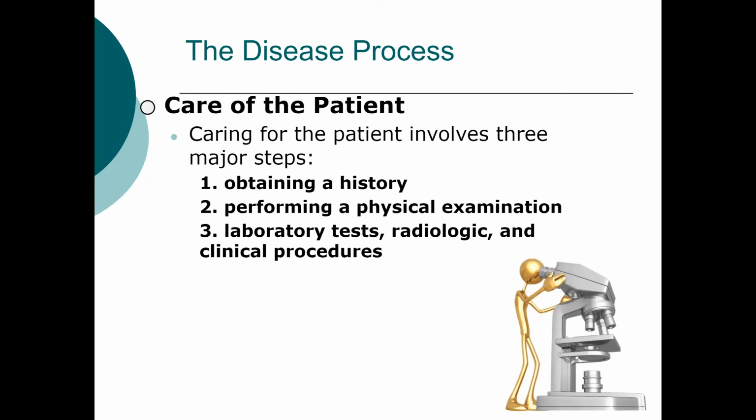Caring for the patient involves three major steps. First, obtaining a history. I'm going to ask the patient about their personal history, their family history. I'm going to ask about the history of this present illness. So one of the things we use, and we'll talk about this when we talk about vital signs, is SAMPLE. It's an acronym we use in emergency medicine, and it allows us to hit all the categories that we need to get a history on.